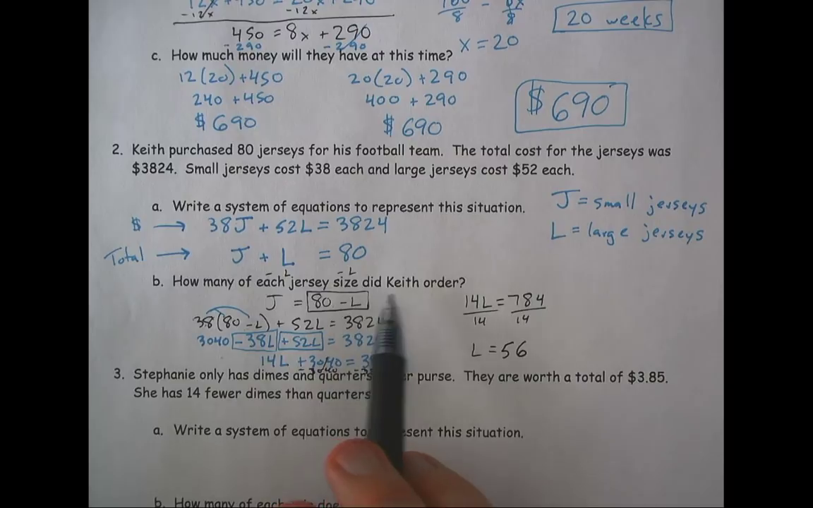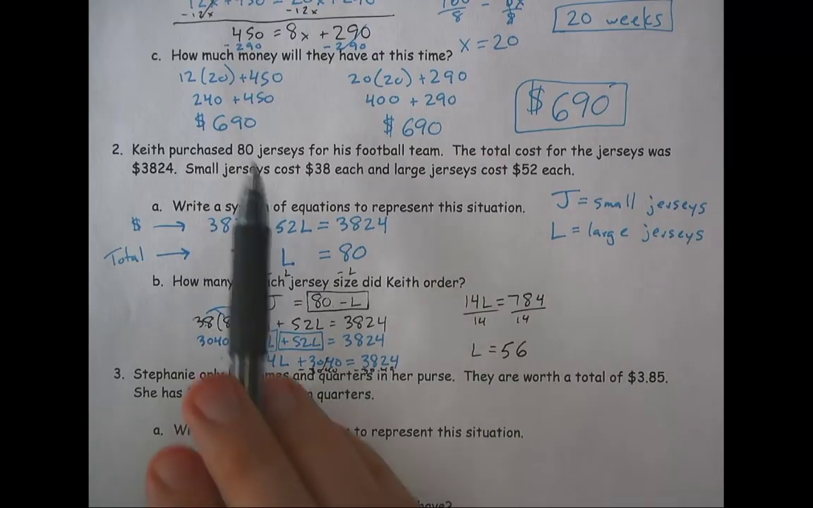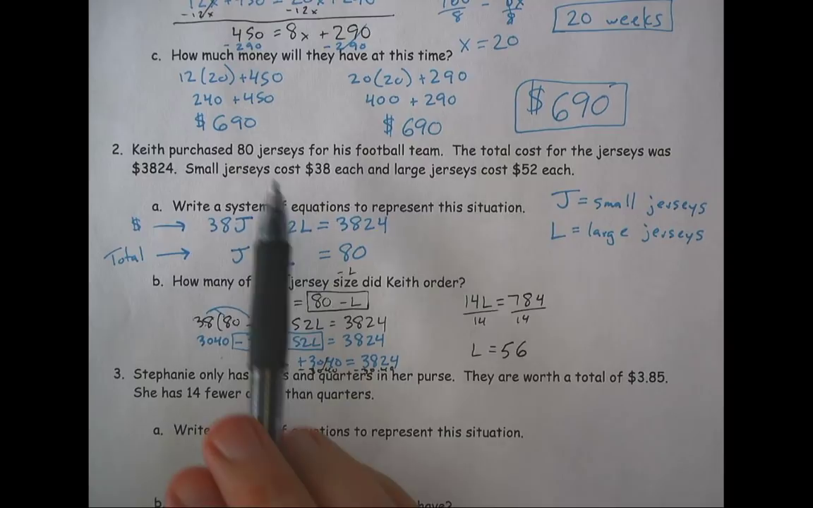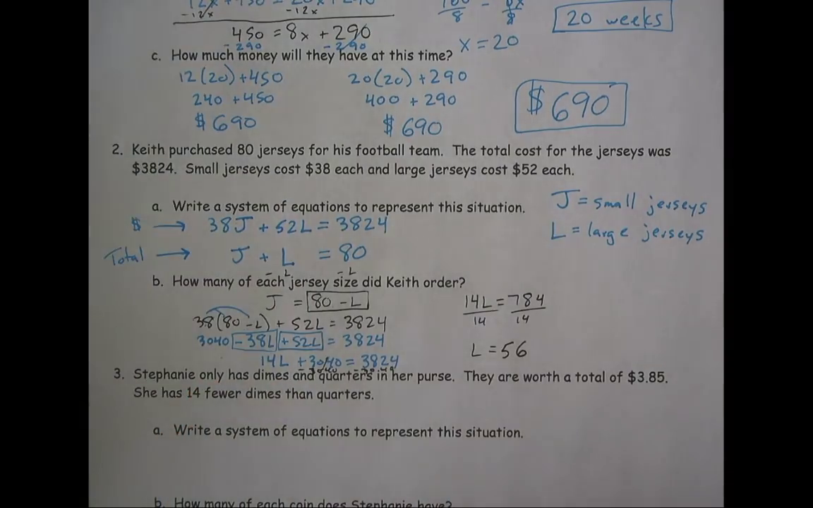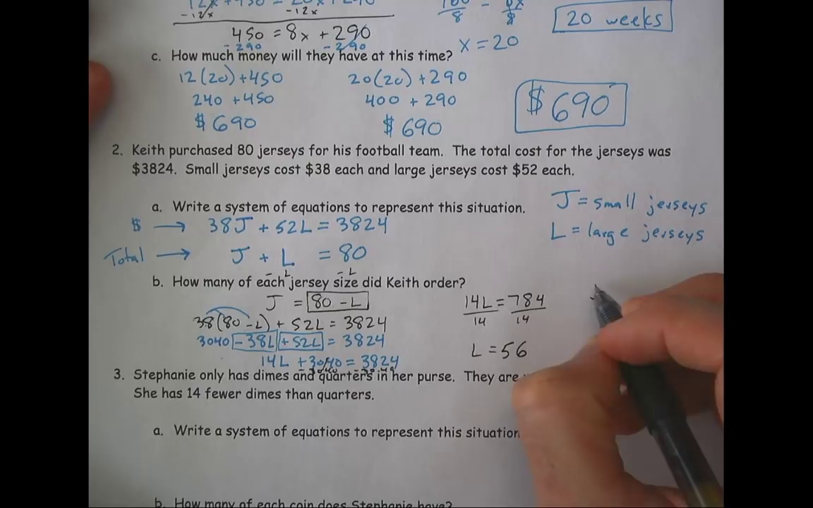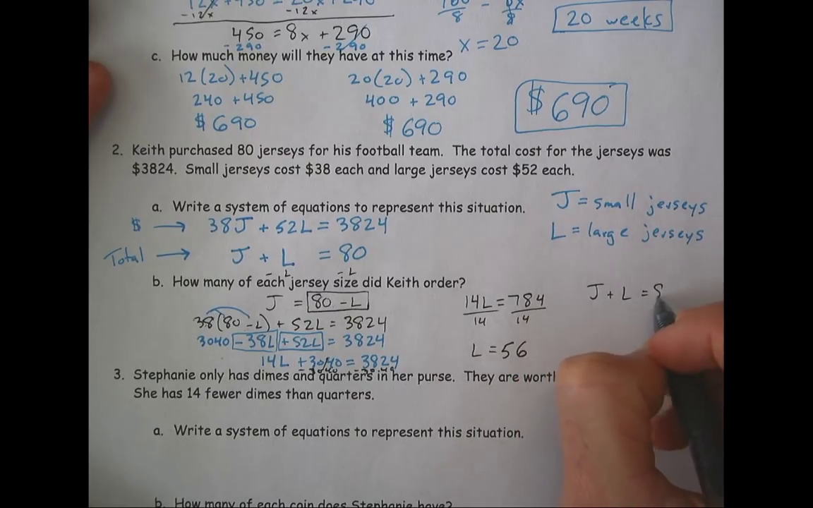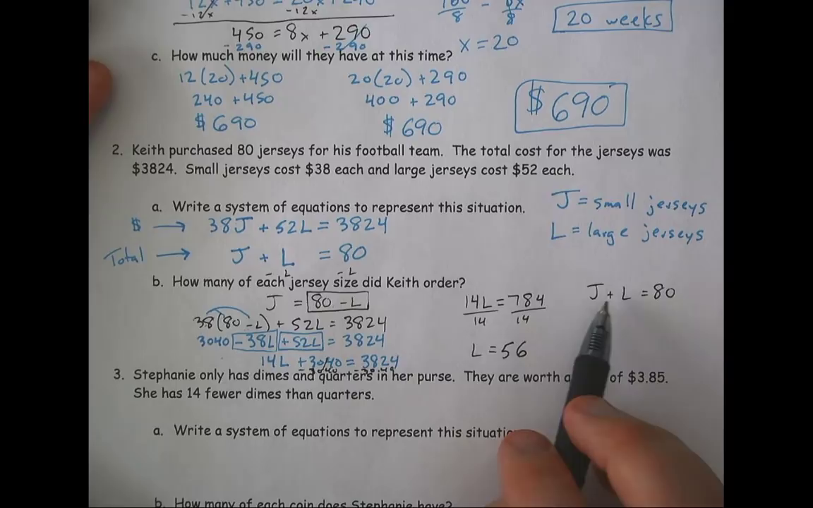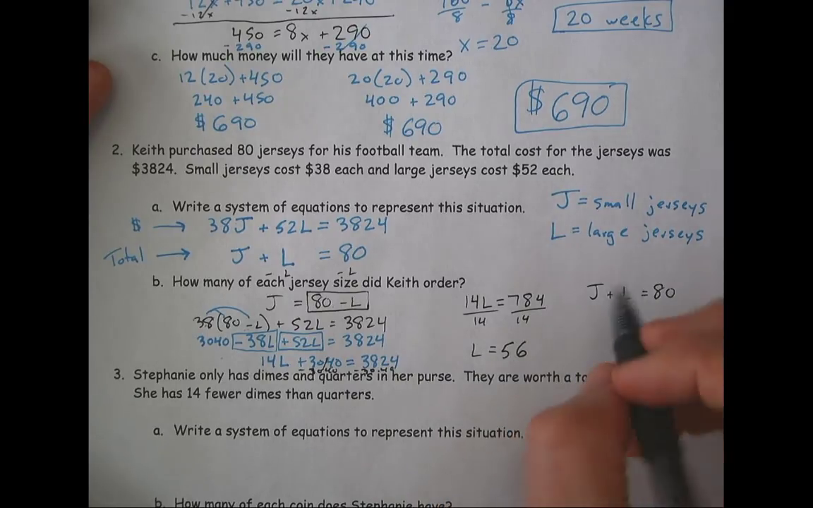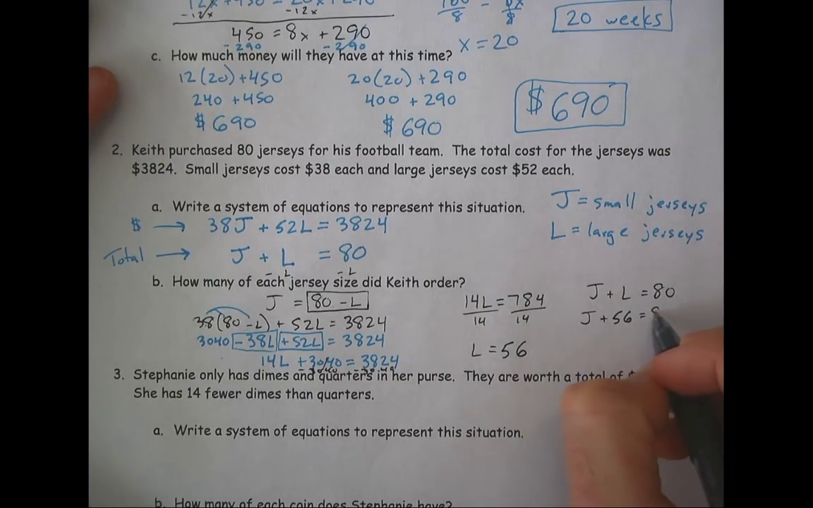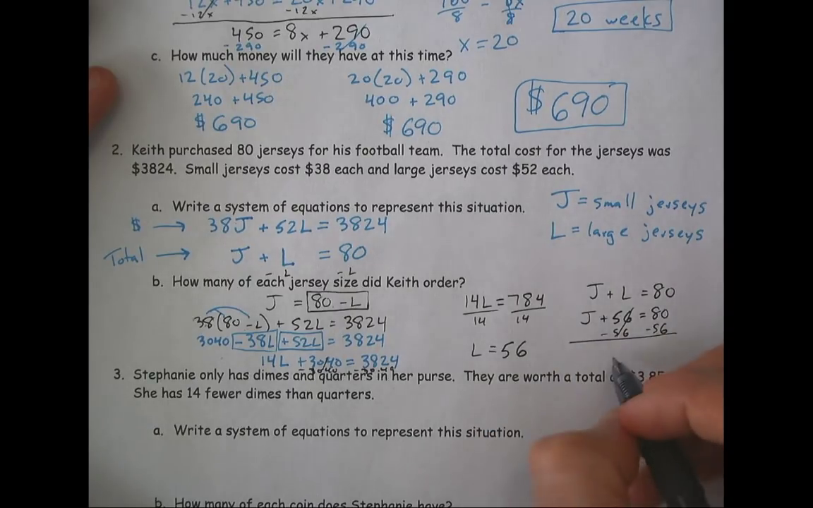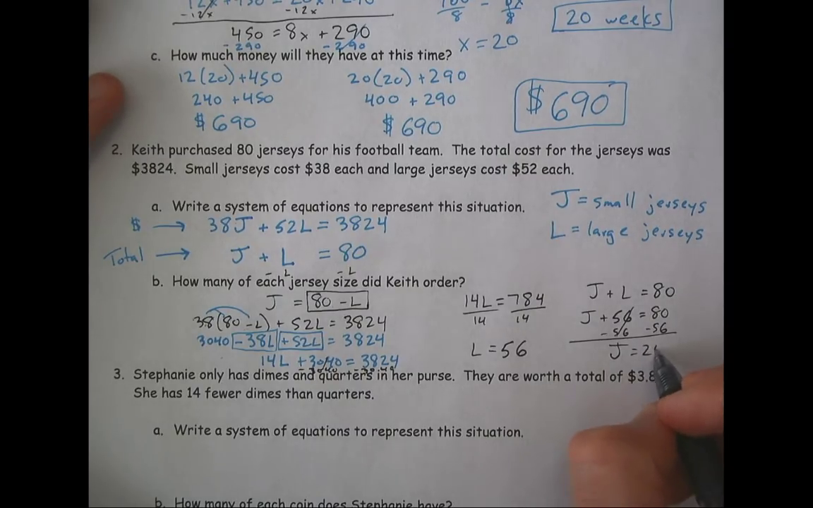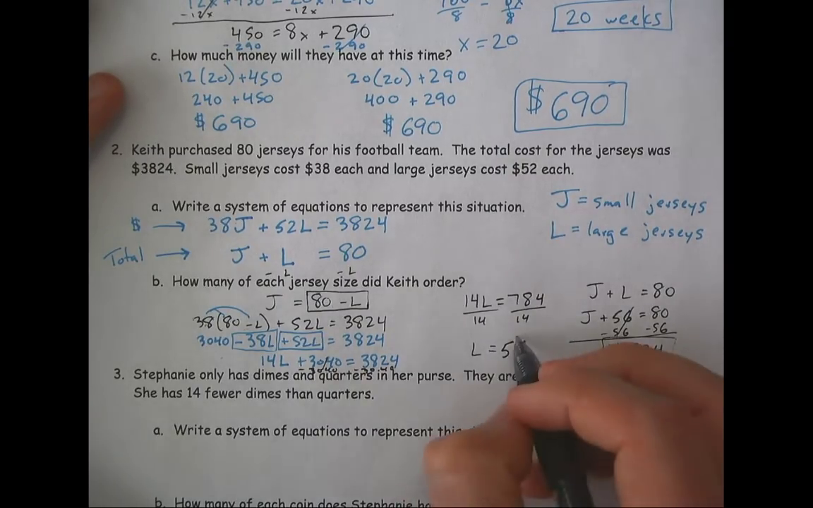The question is asking how many of each size did he order. Well, there's 80 total. So if there's 56 large, you could just subtract that from 80, and that'll get you the small. You can show it algebraically. We know that this equation is true. J plus L, small plus large, is 80. So if I go ahead and substitute in 56 for my large, and then just solve the equation, it's the equivalent of what we just talked about. You're showing your work algebraically. So if I take the 56 large away from the 80, that means I have 24 small.